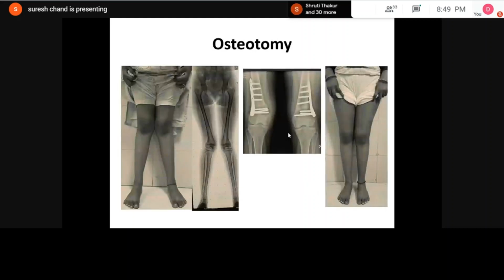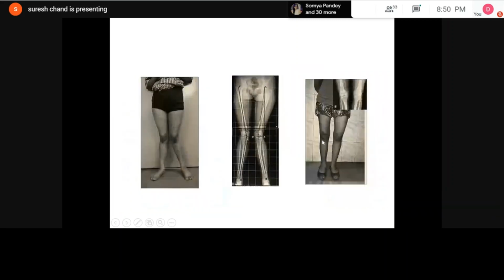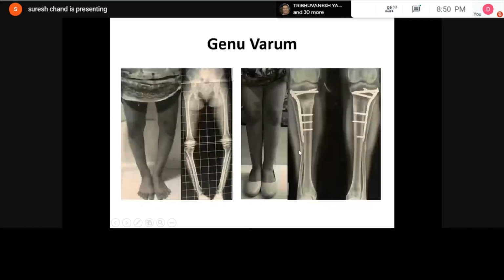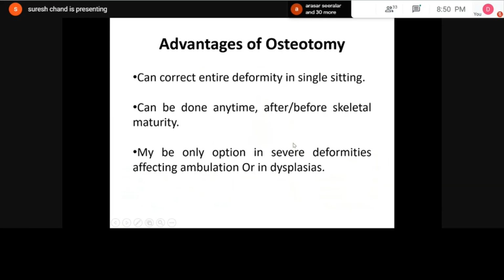The other option is osteotomy. We'll cut the bone, remove a wedge, and we can do the correction of the desired amount. It can be fixed with a plate, or maybe without a plate with K-wires. The basic concept is the same, and it can again be used for varus, valgus, or any other form of deformity. The advantage of osteotomies is that they can correct the entire deformity in a single sitting, while with the 8 plate we have to wait for 6 months to 1 year, depending on the amount of deformity.